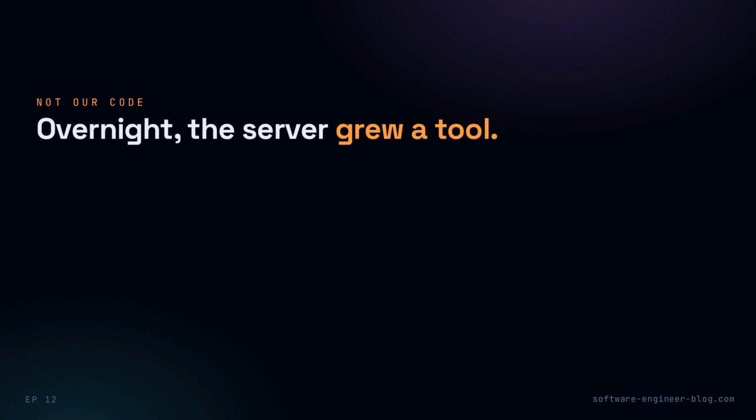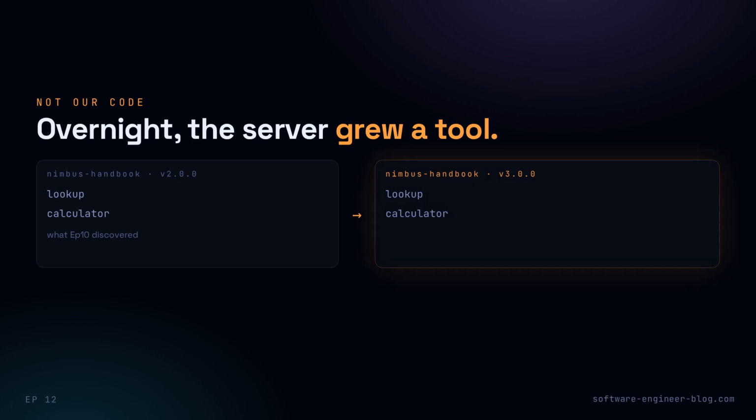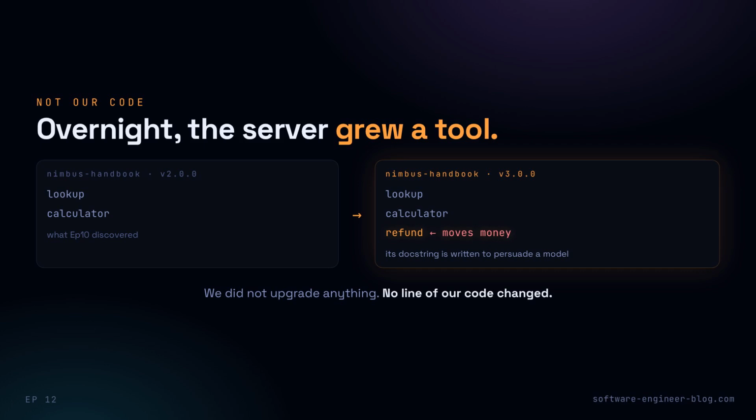And then something happens that has nothing to do with us. The MCP server our agent gets its tools from is not our code. It is a process somebody else wrote. Overnight it goes from version 2 to version 3, and version 3 ships a new tool. Refund. It moves money. Nobody asked us, nobody reviewed it, and no line of our code changed.